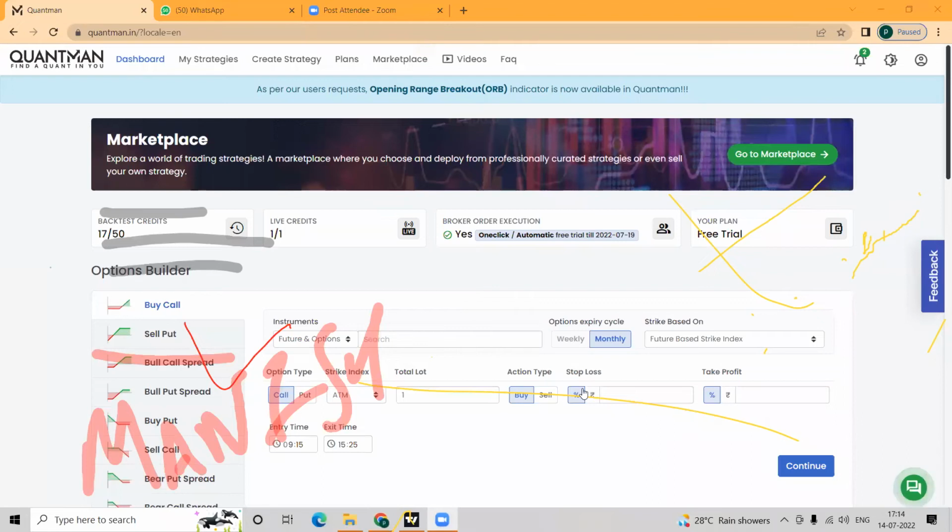Actually, we are having only 70 indicators, but in future we will try to add them one by one, because we are working on options adjustments also. I will show the options adjustments in the coming sessions. It is in the beta phase.